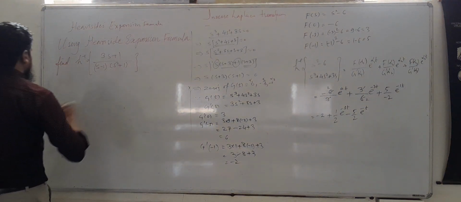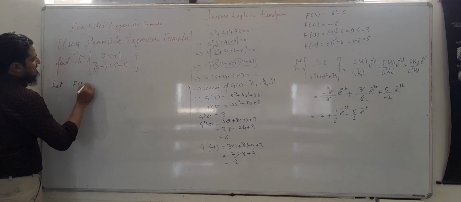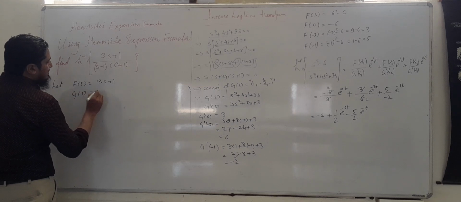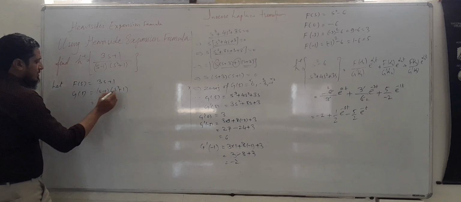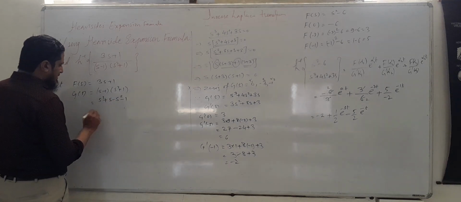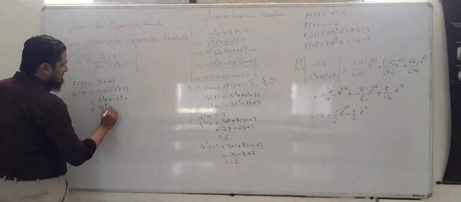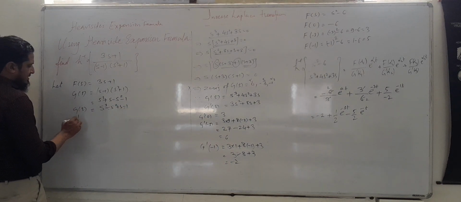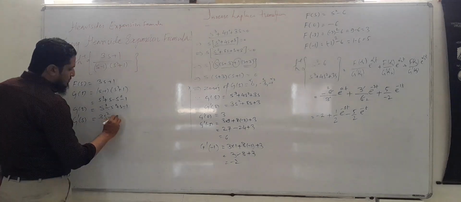Since we know that, we have to consider first that f of s is equal to 3s plus 1, g of s is equal to s minus 1 into s square plus 1, which is equal to s cube plus s minus s square minus 1, and we can write it as s cube minus s square plus s minus 1. It is g of s, and similarly g dash of s becomes 3s square minus 2s plus 1.